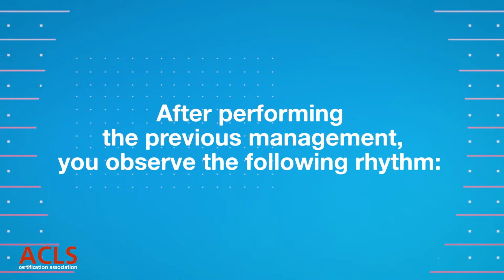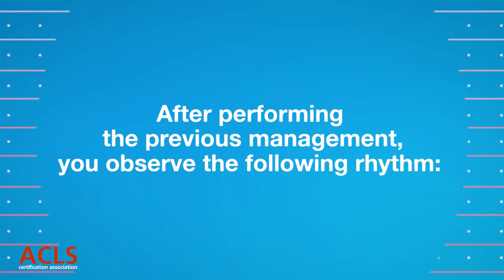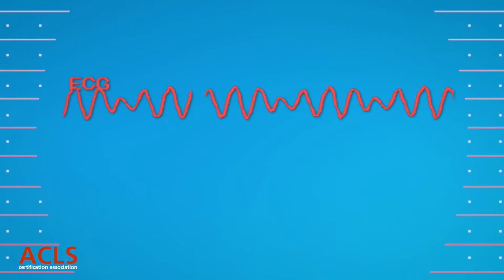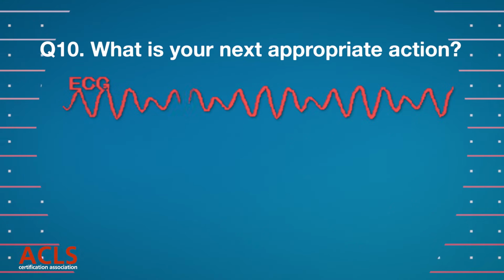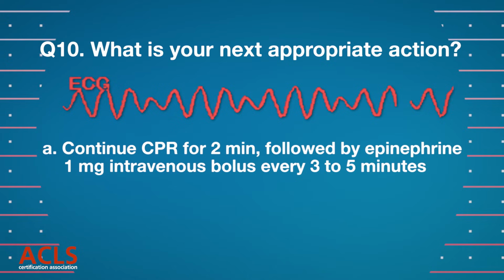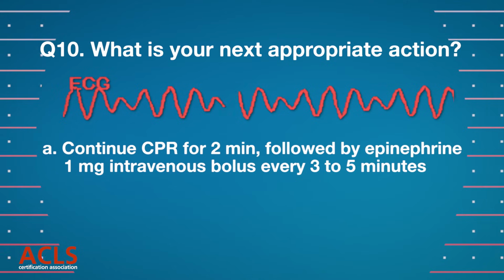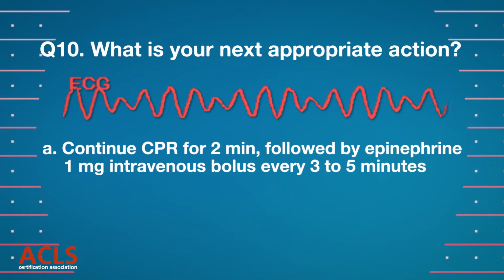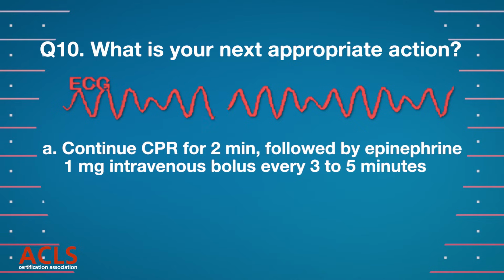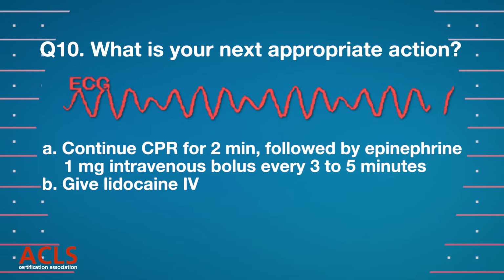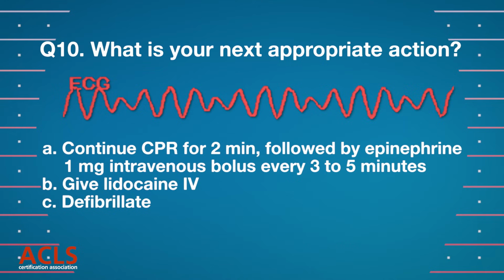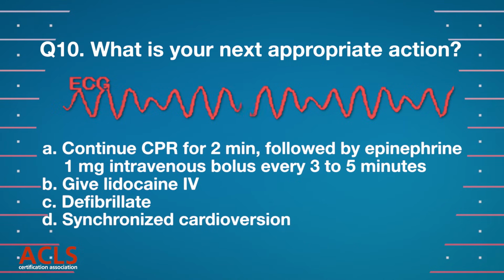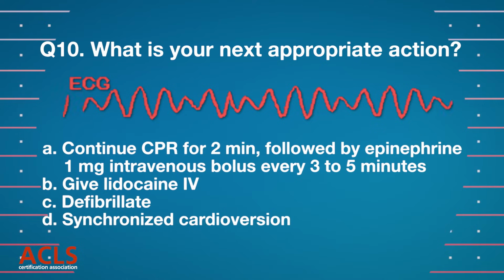After performing the previous management, you observe the following rhythm. Question 10. What is your next appropriate action? A. Continue CPR for 2 minutes, followed by epinephrine 1 milligram intravenous bolus every 3 to 5 minutes. C. Defibrillate. D. Synchronized cardioversion.